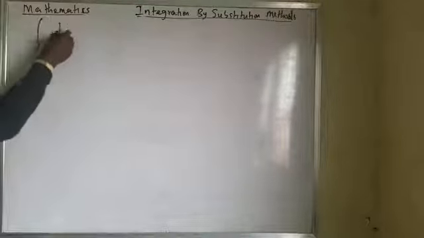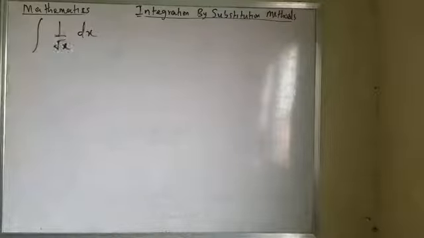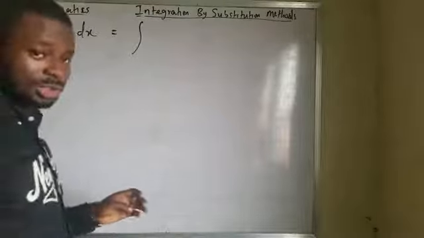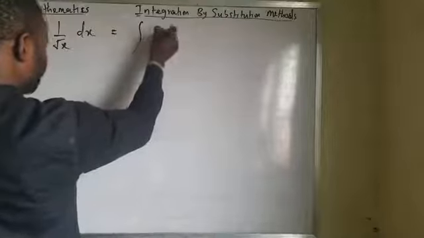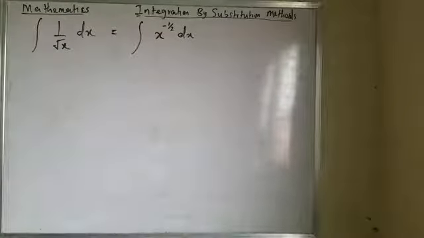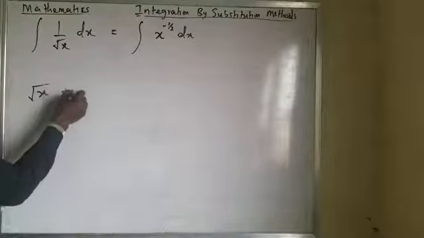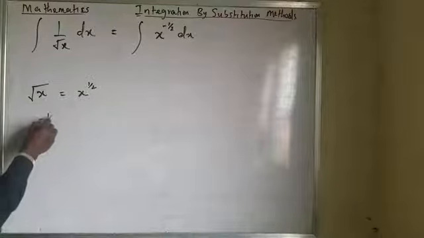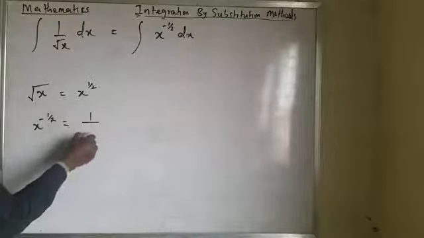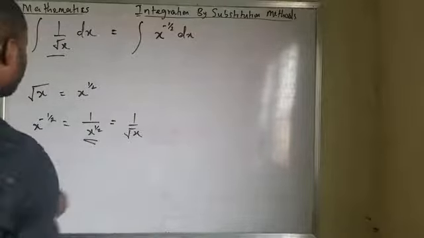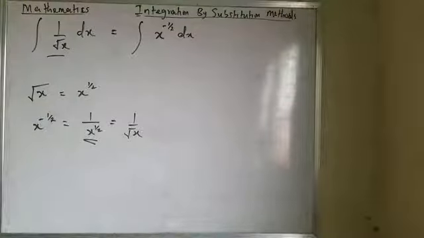When I have the integral of 1 all over root of x with respect to x, don't forget that this is very important: with respect to x. Now, I think with that video you will understand. How do I do this? I need to apply indices, like saying that x raised to the power minus 1 all over 2 is the same thing. Because I've told you earlier that root of x is the same as x raised to the power 1 all over 2. Now, x raised to the power minus 1 all over 2 is equal to 1 divided by x raised to the power 1 all over 2, which equals 1 all over root of x. Please take note of that. I'm just playing around with indices.